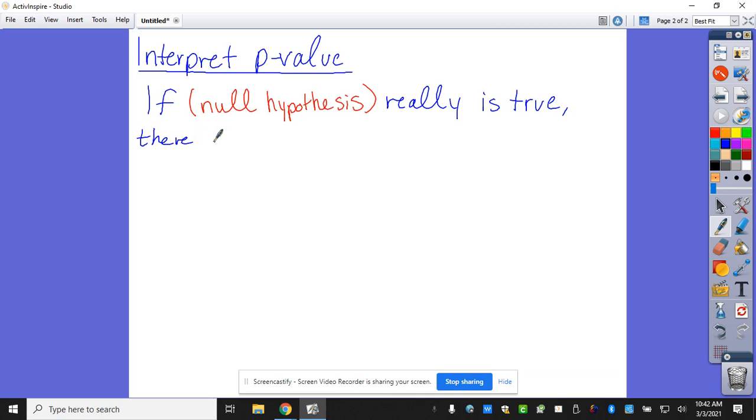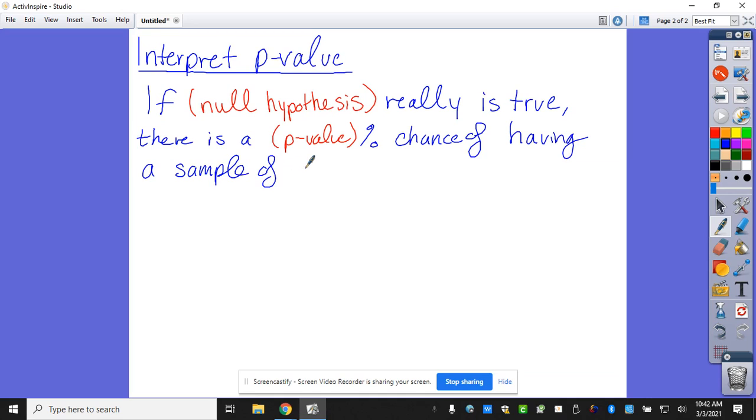then there is a whatever percent chance of having a sample of with that given statistic. This sounds a lot wordier than it is, the way I'm wording it.